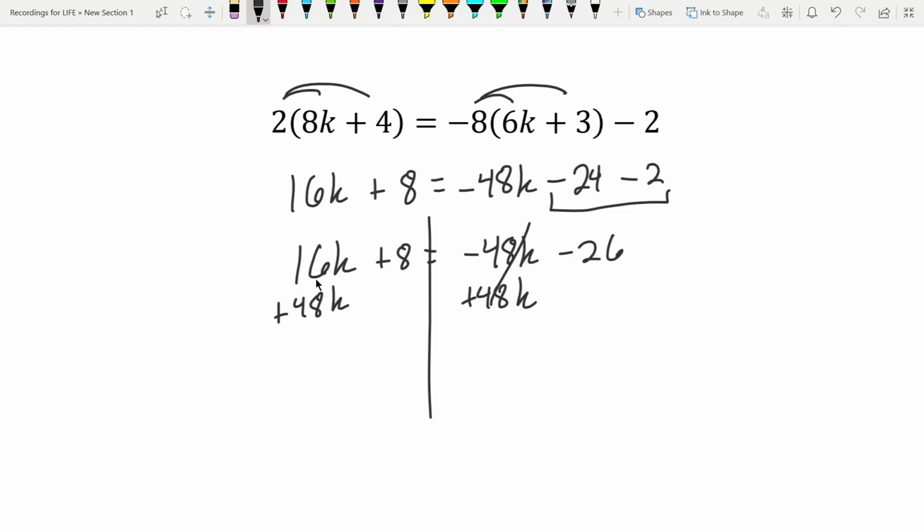On this side, we're going to have, let's see, it's going to be 50 and 14, so it's going to be 64K plus 8 equals just -26 on this right-hand side. I'm just going to double check this, 50, 14, yeah.